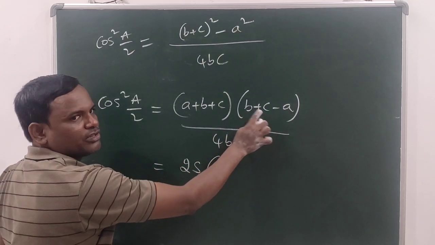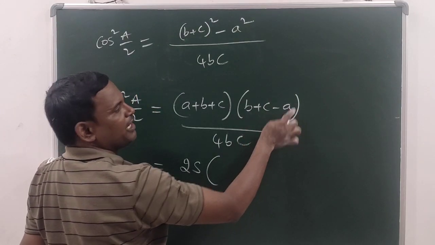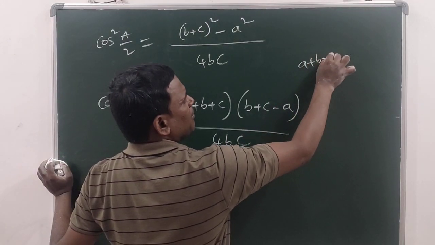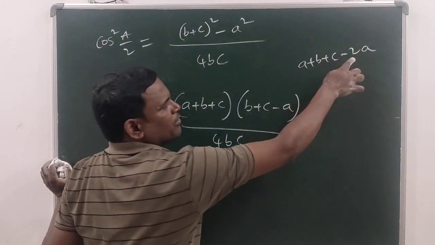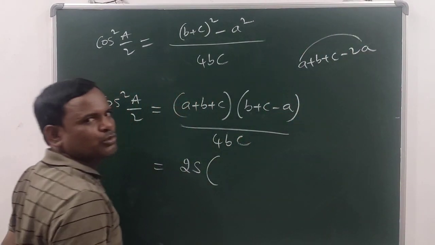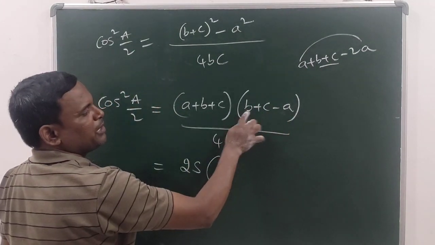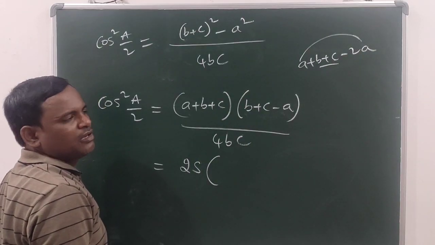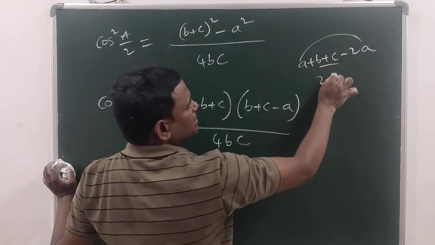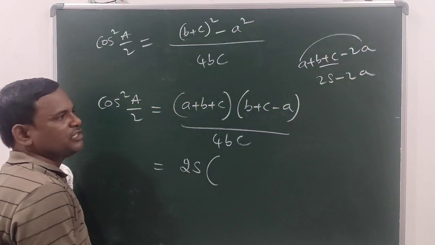And as you know, here what can you do here? Add a and subtract a, so that you will get a plus b plus c minus 2a. Here what did I do? Here if you take a minus 2a, you will get minus a. Here b plus c minus a, you can write like that. Am I right? So in the next step, a plus b plus c minus 2a is nothing but 2s minus 2a. Take 2 common. Okay, students?